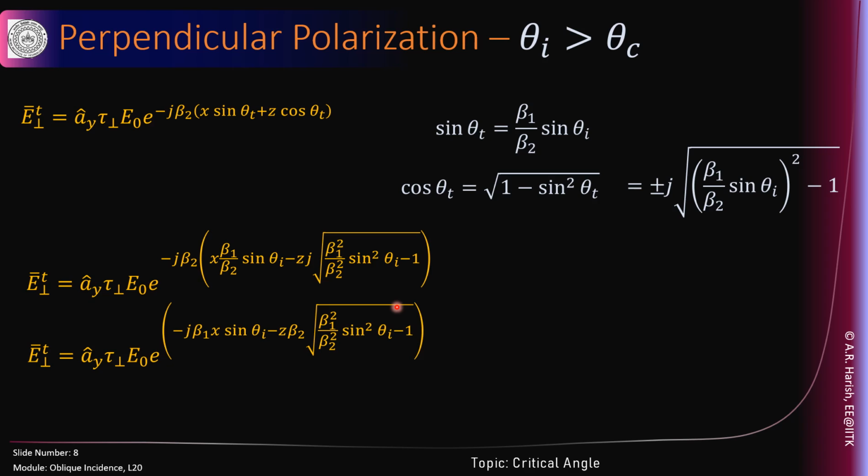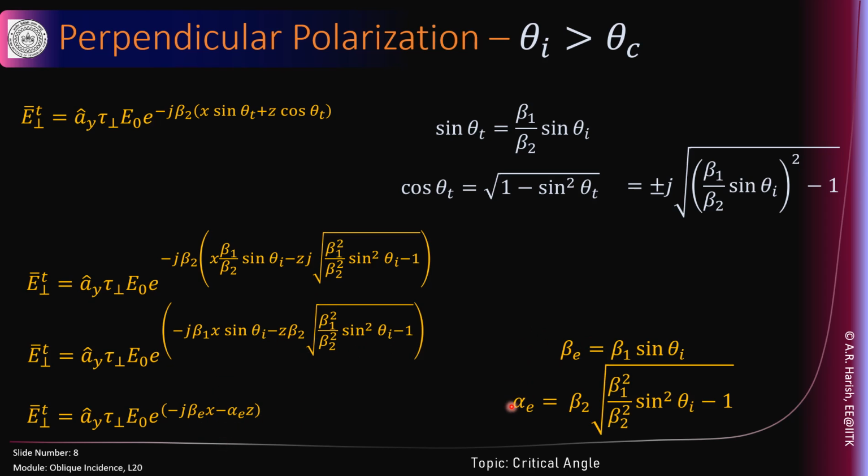And now the next step is interesting. We are going to take this beta 2 inside, and then if you observe here, we give this quantity beta 1 sine theta I a name, beta E, and this quantity here, beta 2 times this term here, we give a symbol called alpha E. So if I define beta E and alpha E, then E transmitted perpendicular takes the form of a plane wave which is y-polarized, propagating in the x direction with a propagation constant beta E, and in the z direction it is attenuated with an attenuation constant of alpha E.